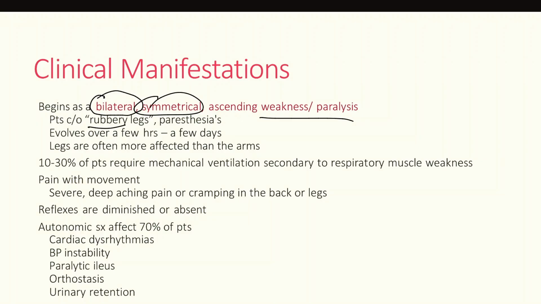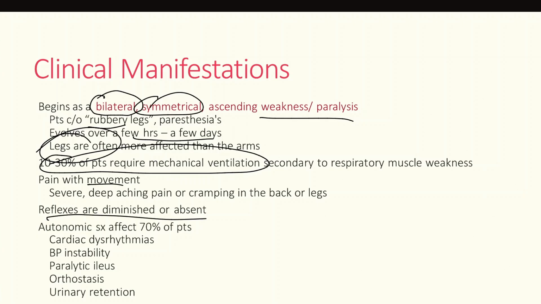They have some rubbery legs, feel like they can't get their feet under them. It evolves over a few hours to days. Legs are more affected than the arms are. 10 to 30 percent require mechanical ventilation because they can't support their airway anymore. If it affects the motor system for respiration muscles, they can't support their airway, they need to be intubated. They may have some pain with movement. Reflexes are diminished or absent because the myelin that covers the nerve that sends the impulse to the muscle to flex during the reflex arc may be damaged, and that's why you may have some diminished reflexes.